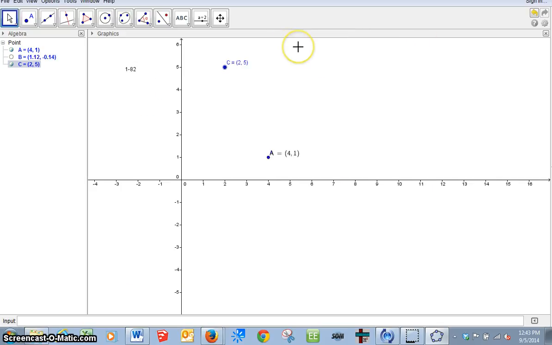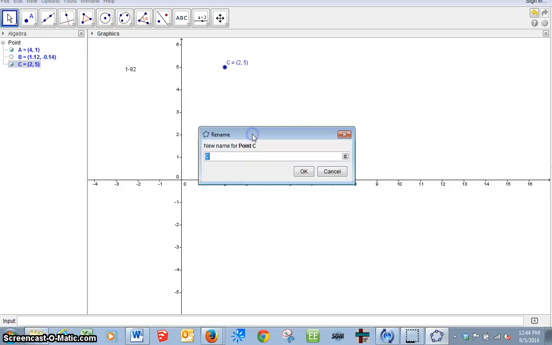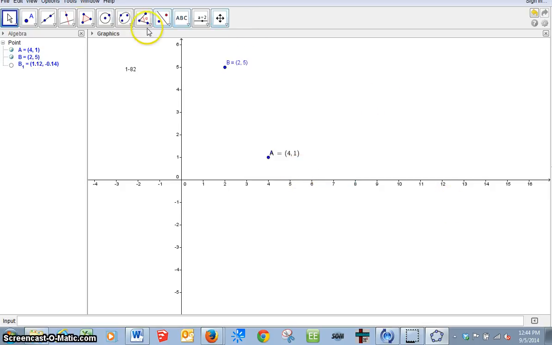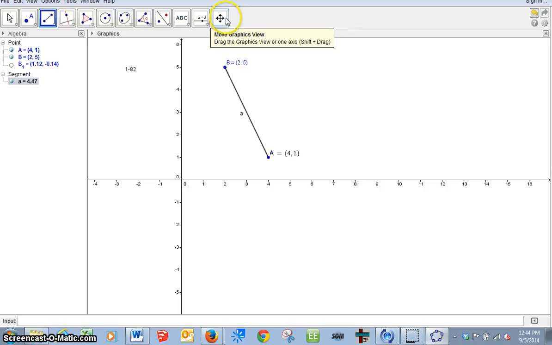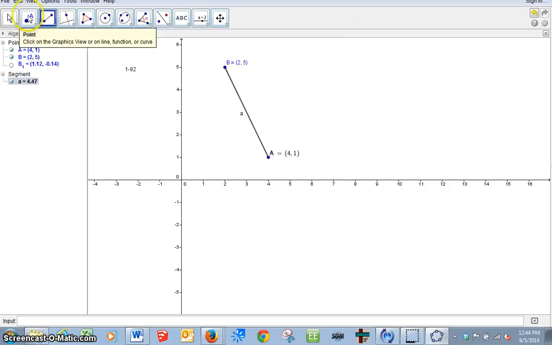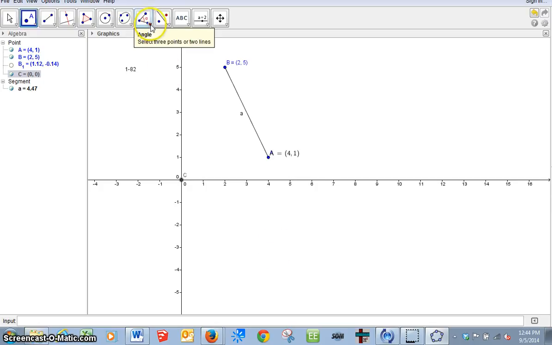There we go. Oh, and I don't want the name C, so I'm going to change the name of it. There we go. And it's a segment, so let's go ahead and build the segment, BC. We're asked to use tracing paper to rotate this segment 90 degrees counterclockwise around the point of origin. So let's put a point at 0, 0.